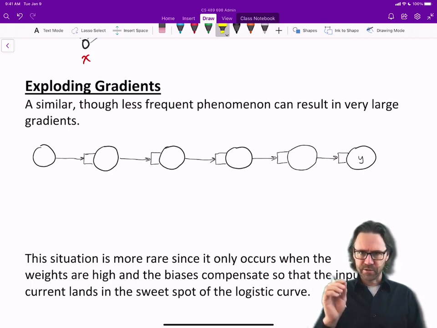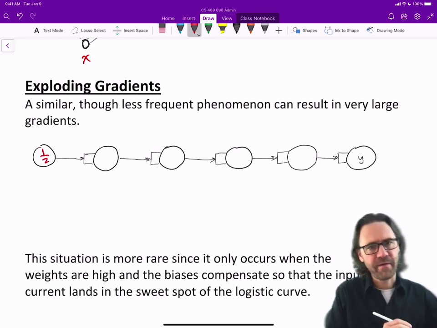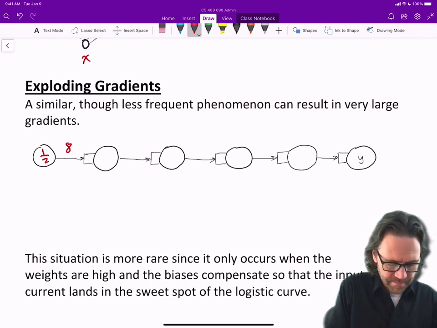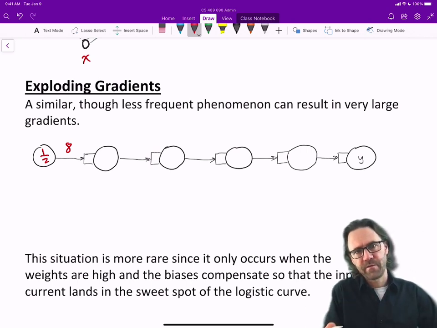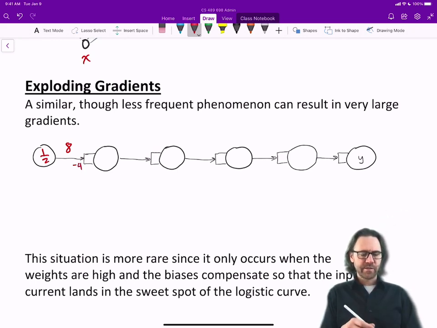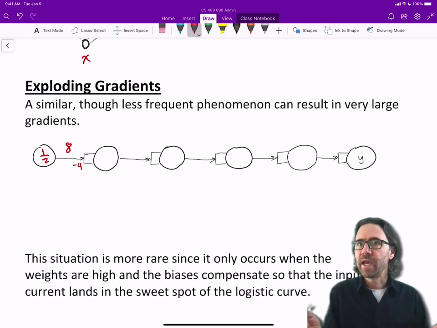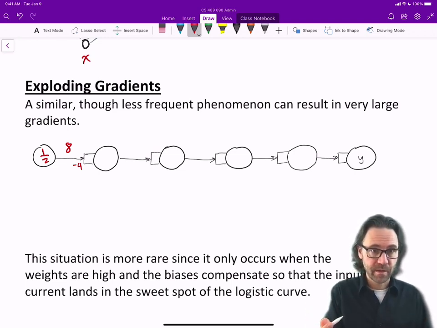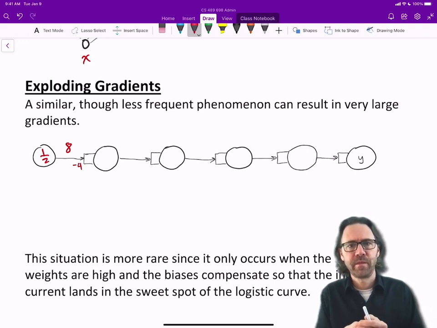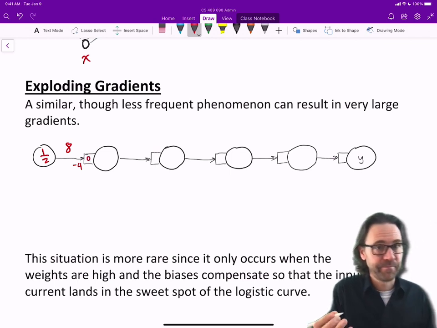Now I'm going to set up a particular state. Let's say the input was 1/2. Let's say this weight is 8, and the bias for this connection is going to be -4. Okay, so the activity of 1/2 times 8 gives me a 4, but then you add the bias, which is -4. So the input current to the next layer is 0.